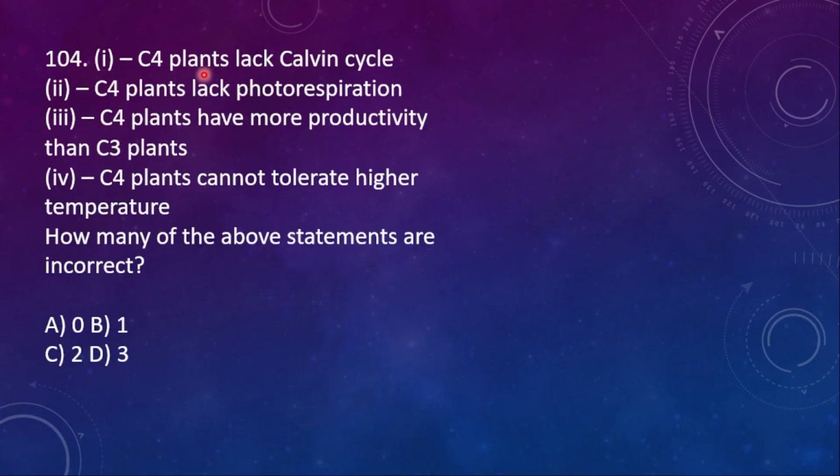104. Question. 1. C4 plants lack Calvin cycle. 2. C4 plants lack photorespiration. 3. C4 plants have more productivity than the C3 plants. And then 4. C4 plants cannot tolerate higher temperature. How many of the above statements are incorrect? Incorrect they are asking. Here 2 are incorrect.